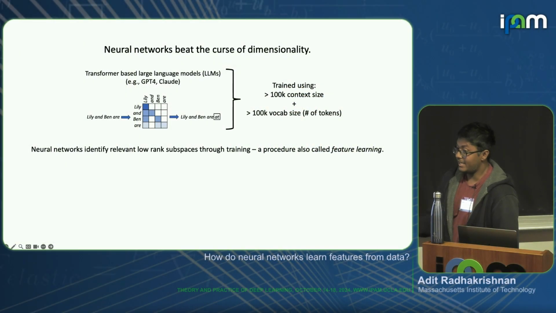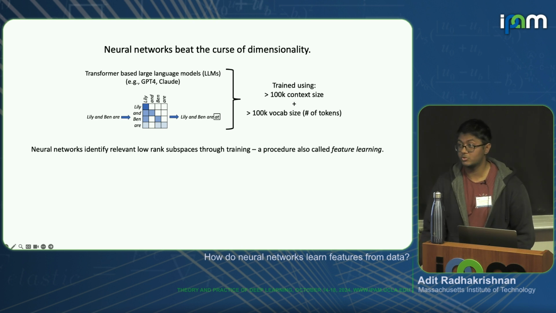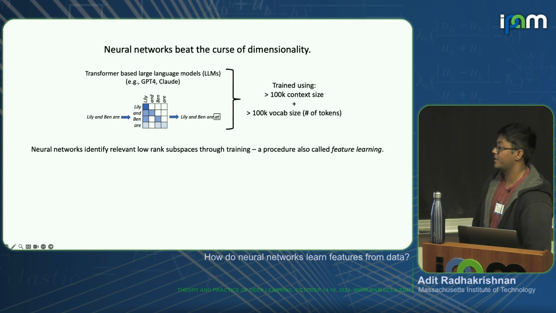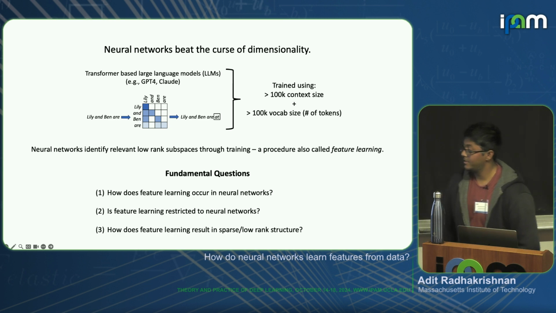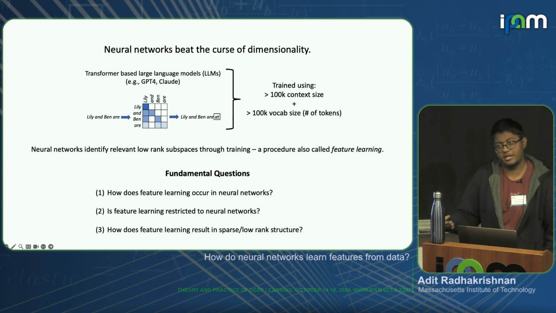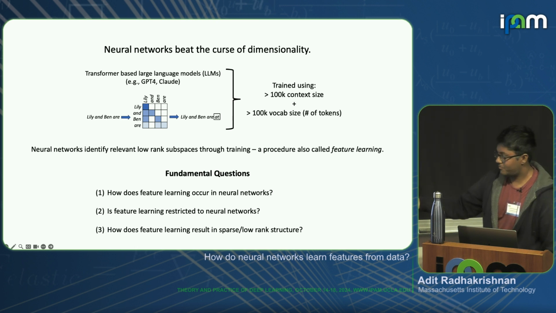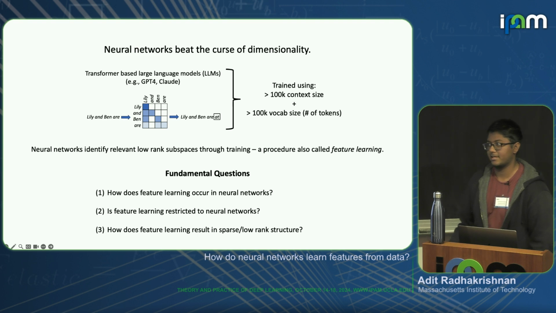Well, the key idea is that these models are automatically learning low-dimensional representations of the data through training. And this is a procedure that we're going to just refer to in recent years as feature learning. The questions that I want to really focus on in terms of feature learning are the following. How does feature learning actually occur in neural networks beyond just updating the intermediate layer weights? Is feature learning actually just restricted to neural networks, or can we go beyond neural networks and build a general algorithm for learning features? And moreover, how does feature learning actually result in this sparse low-dimensional structure? I'll provide some connections to some classical work on this.